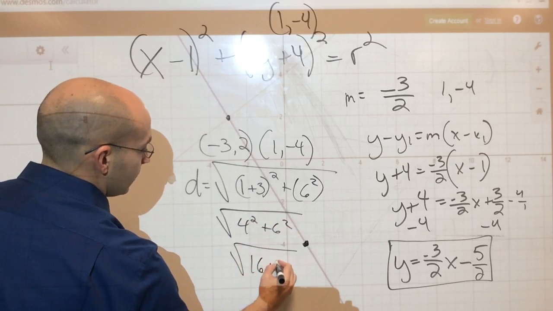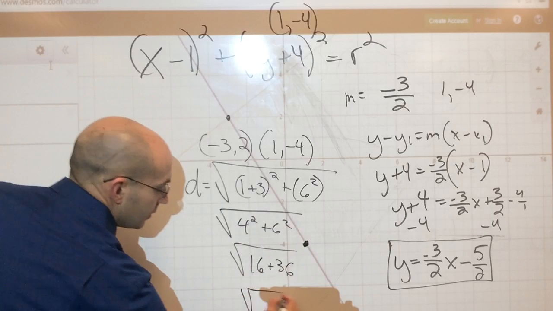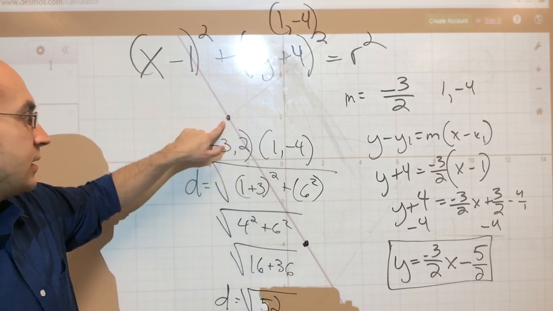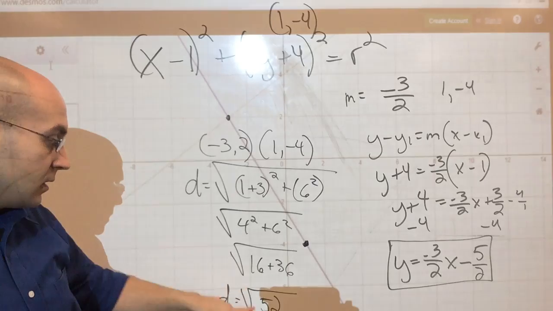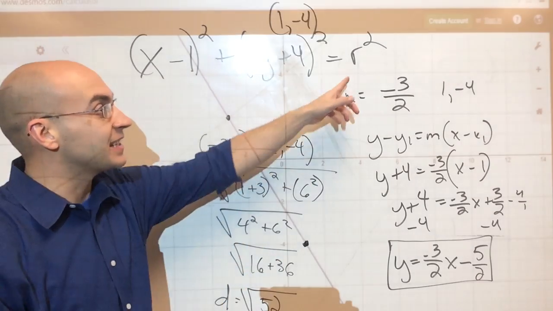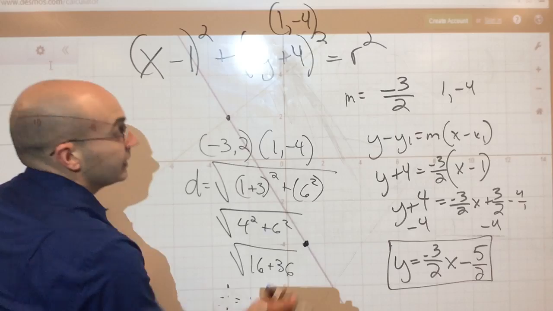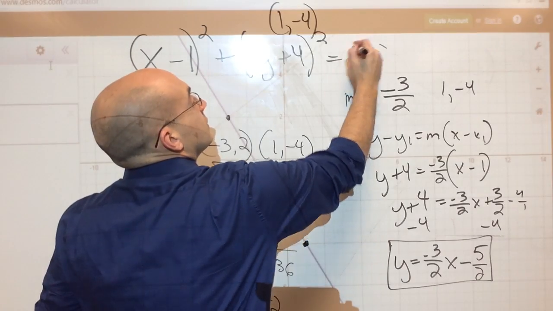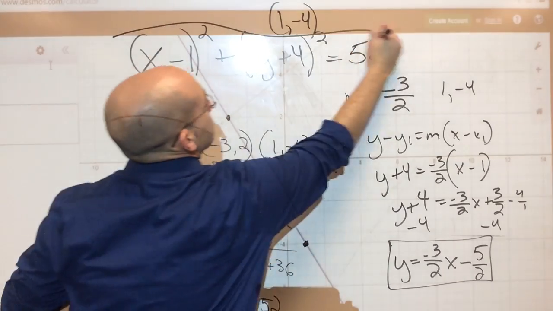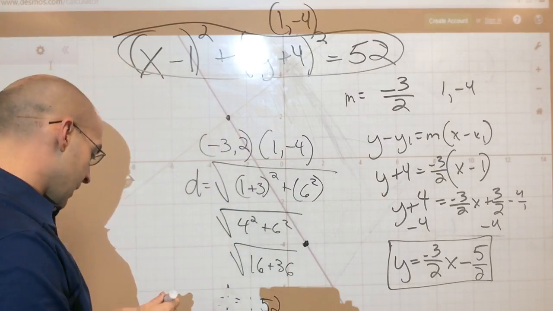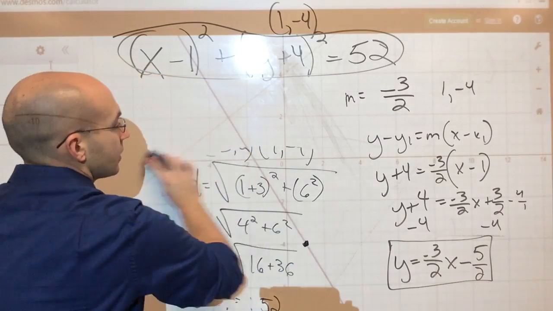So 16 plus 36. The distance between the center of the circle and this point of tangency is the square root of 52, but remember we're squaring it, right? So it gets rid of this. The answer is this. Now I'm going to plug this in and you're going to see exactly where this circle ends and meets so you can check your work.